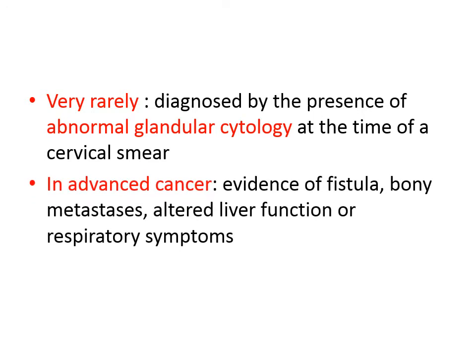However, in advanced cancer, in those who neglect their signs and symptoms and present late during their disease, the presentation might be either with a pathological fracture of a bone because of a bony metastasis, or with clinical evidence of a fistula, for example, vesico-uterine fistula, or in the form of an altered liver function test, or with respiratory symptoms because of lung or distant metastasis to the pulmonary tissue.